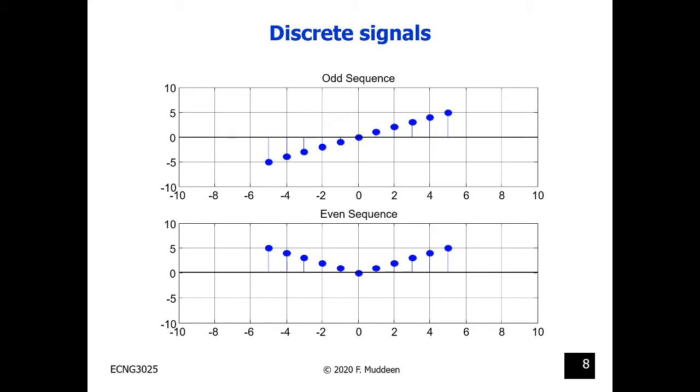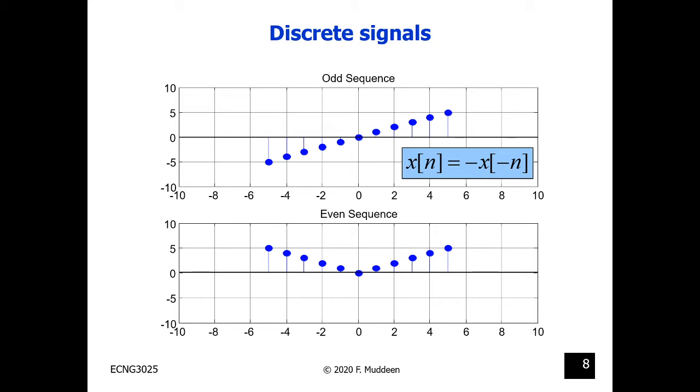So the upper figure here is what we refer to as an odd or anti-symmetric sequence. And mathematically, it needs to satisfy the relationship that x of n equals minus x of minus n. What this means is if we start with the original signal here, x of n, and we flip it vertically and then horizontally, if we get back the same signal, this signal is an odd sequence signal.